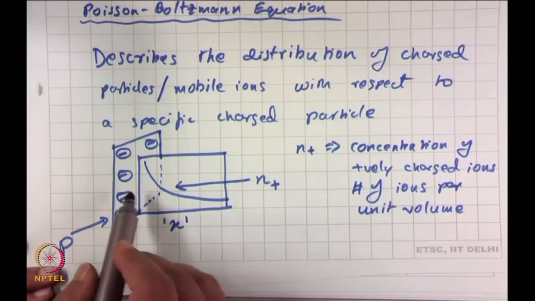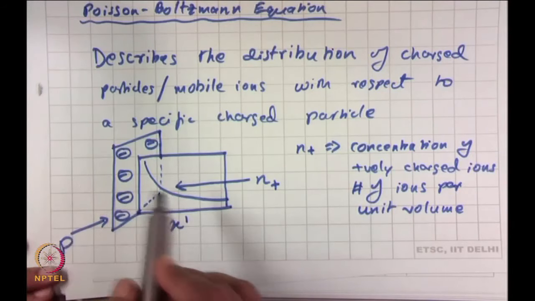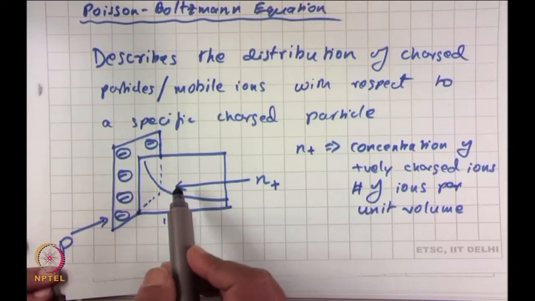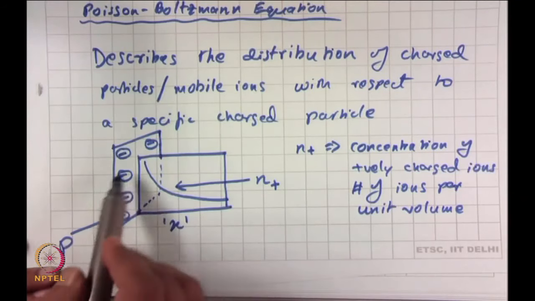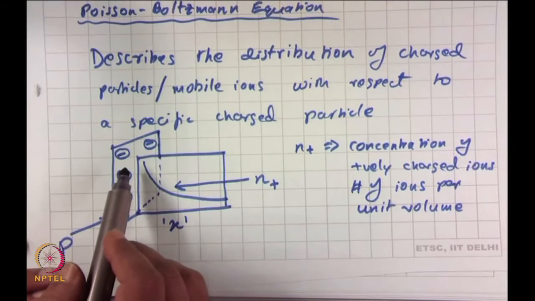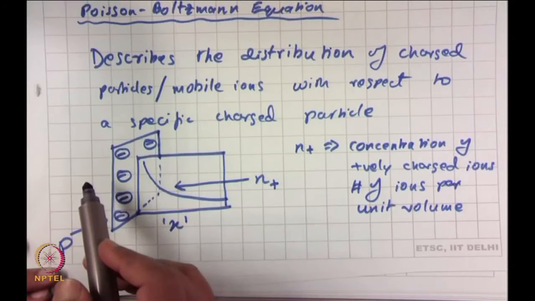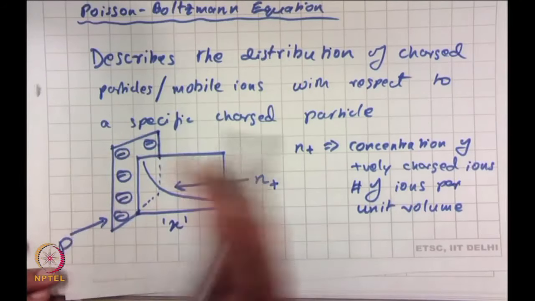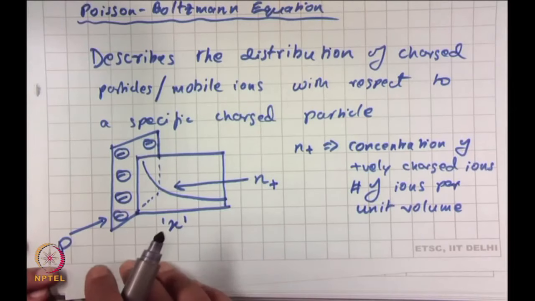Now, you can see what happens. Do not worry about how this function looks or how the distribution of n plus looks, but you can at least rationalize it, right. That means the closer you are to the negatively charged plane, the concentration of positively charged ions, that is n plus, would be high, because there is an attractive potential. As you slowly start moving away, what happens? The concentration of positively charged ions would fall, decrease.